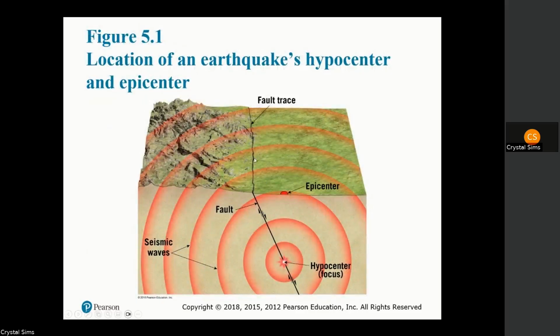So here we can see a fault and the fault trace on the surface of the Earth. And where these rocks slide past one another, creating the earthquake, is called the hypocenter or focus. And here we can see the epicenter there on the surface of the Earth.